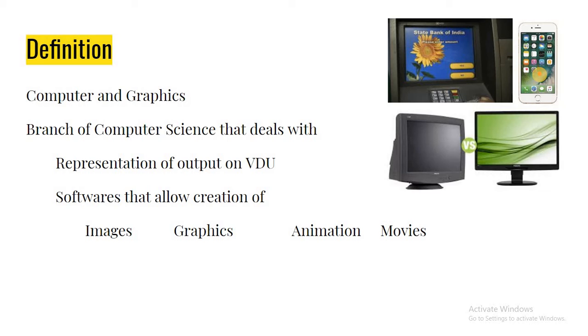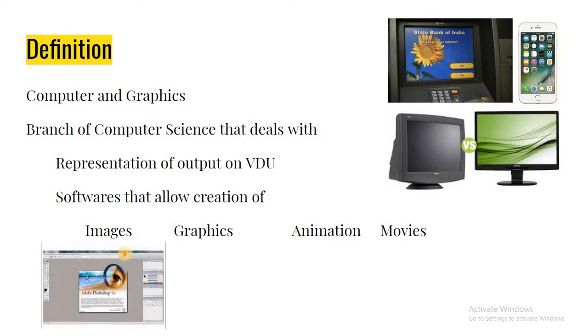And here I put a phone. In the phone, there are some icons. How these icons are displayed on the screen, that is one thing. And the second thing is how these icons are created. So computer graphics is a branch of computer science. And second, it uses software to make the images. Generally, we use Adobe Photoshop, CorelDRAW, PageMaker, and many other things.